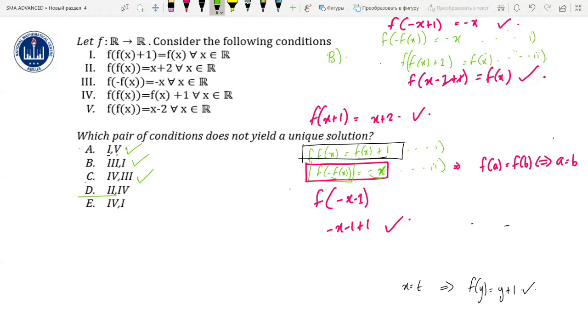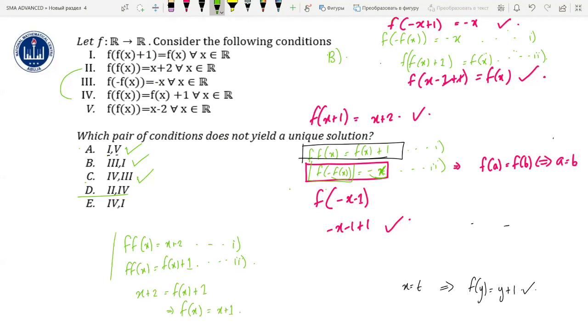So now the fourth option, let's check it out. When we combine condition ii and condition iv, condition ii gives us f of x equals x plus 2, and condition iv gives us f of x equals f of x plus 1. If you notice, both equations have f of x on the left hand side. So we can just equate both right hand sides together. So we get x plus 2 is equal to f of x plus 1. So what does it give us? It gives us f of x equals x plus 1.